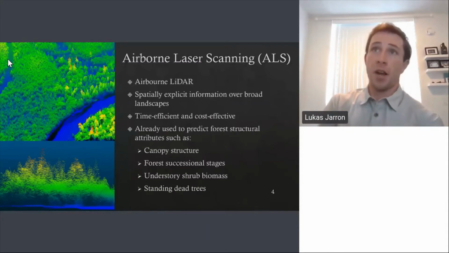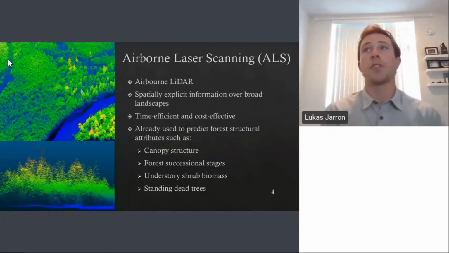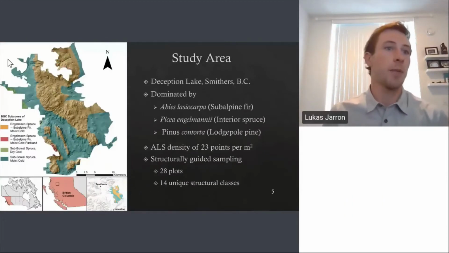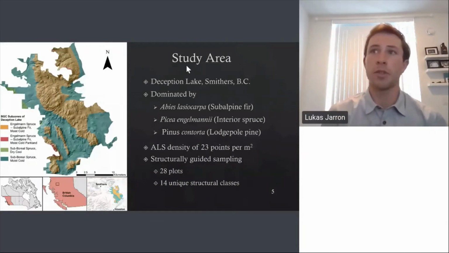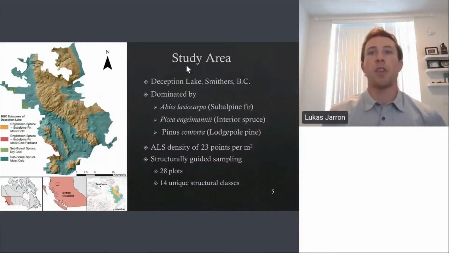So a little bit about my study area. It's in Deception Lake, which is near Smithers, British Columbia. You can see in this map here, it's in the northwestern part of the province. The area is dominated by subalpine fir, interior spruce, and lodgepole pine. And across the area, I have a density of 23 points per meter squared, which is fairly dense.